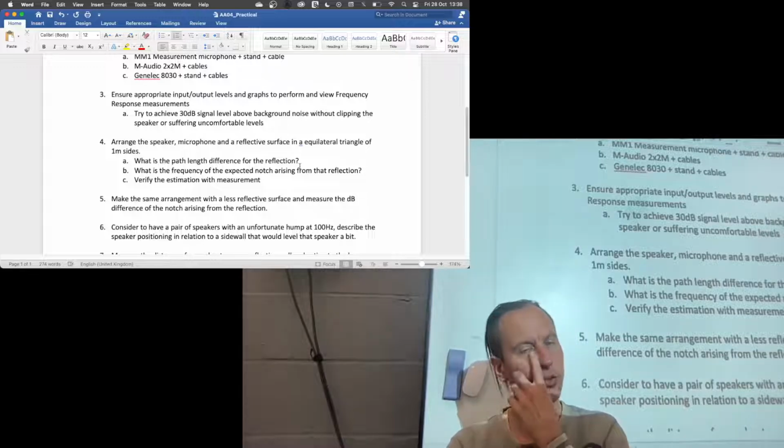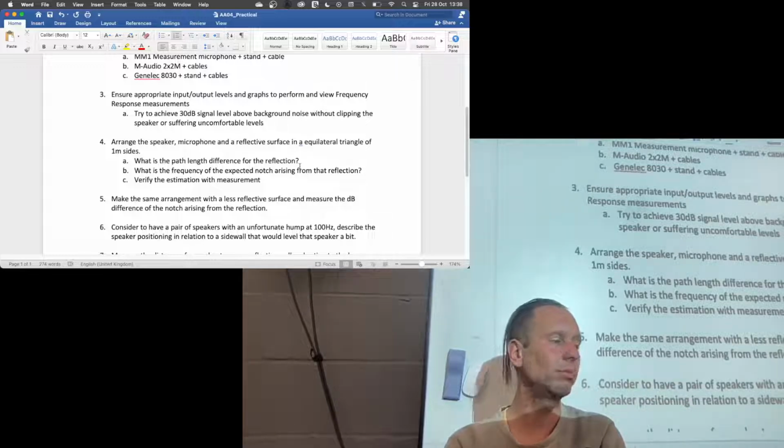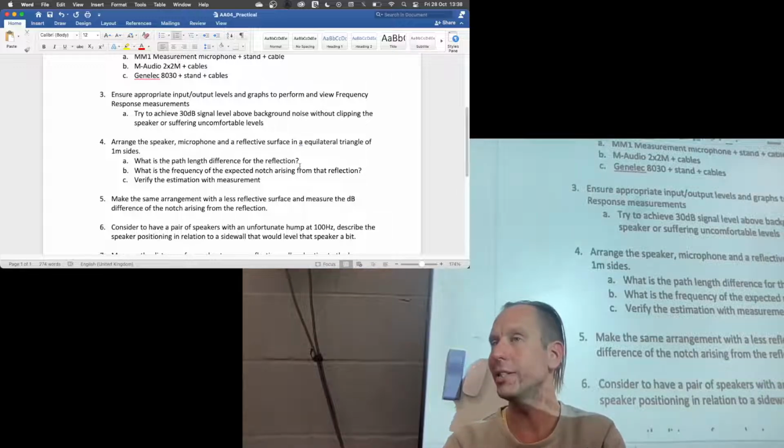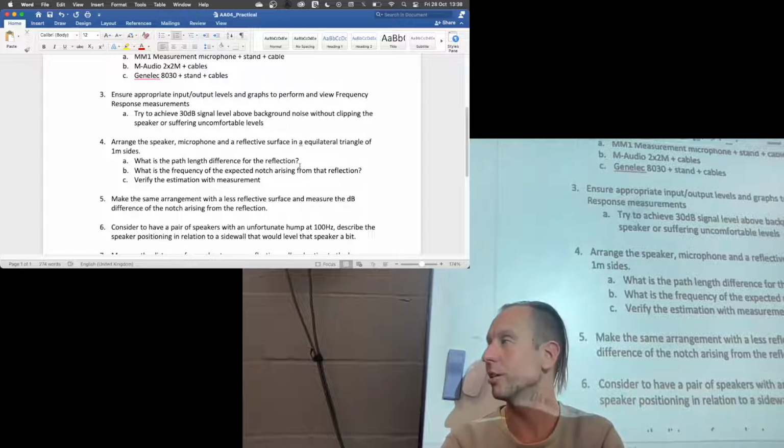Okay, so you've got the thinking process. You have an idea, and then finally verify the estimation with measurement. So the interesting thing will be, note it down: can you identify this notch around 170? And if you can, note it down very accurately.